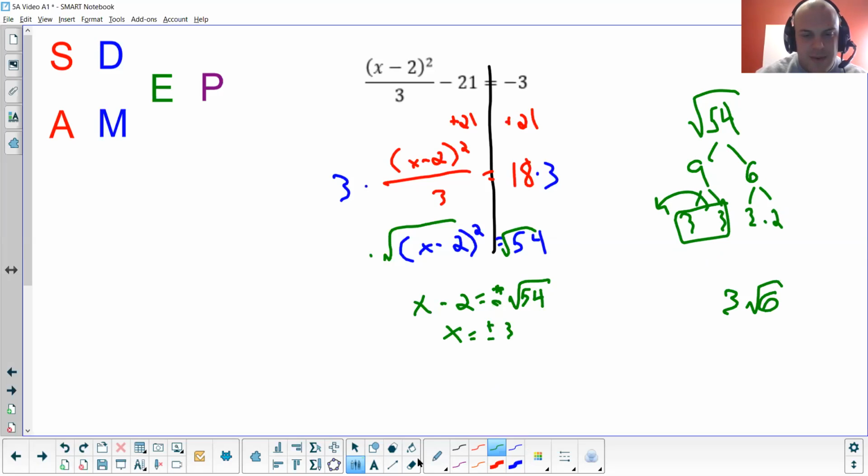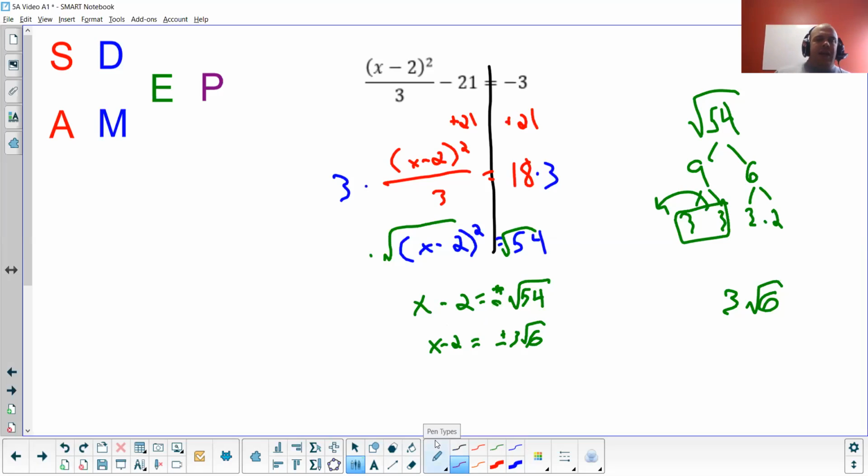Oh, I have to use my eraser feature, of course, making mistakes. It happens. So I have x minus 2 equals positive and negative 3 square roots of 6.